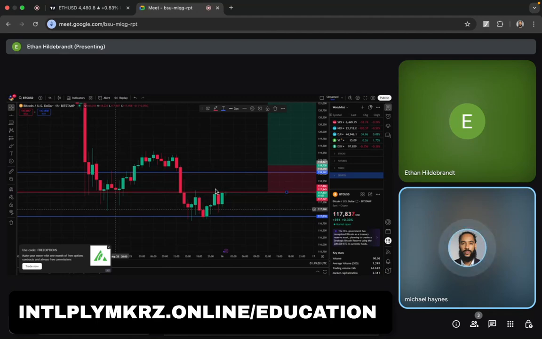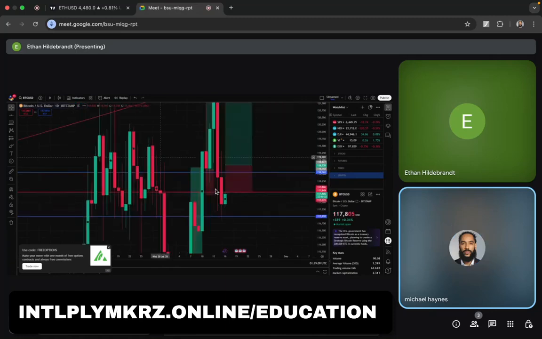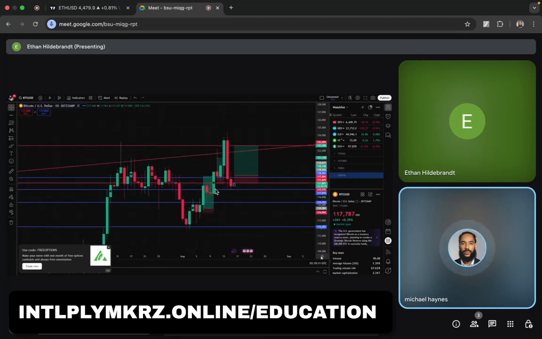So if you quickly switch back, let's go to the daily. Now this makes more sense on the daily. Price went up and created a new high, and then you see in the correction how big that red candle was on the daily time frame. It automatically corrected all the way back down.